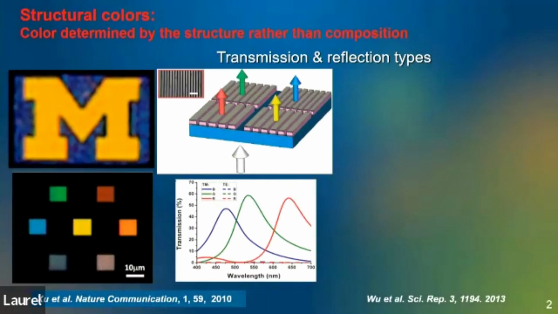And this kind of color comes from the absorption of the materials, so it gives us the complementary color in the other way. Our project is focused on structural colors. Structural color is a new type of color that is determined by the structure rather than the composition.